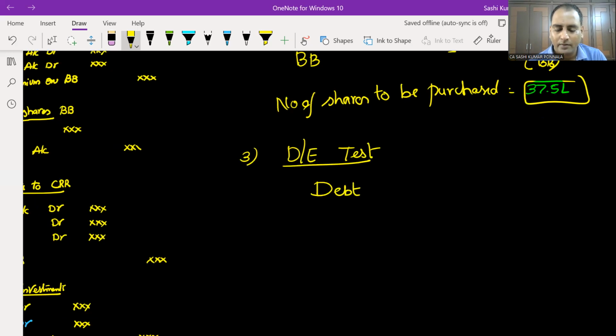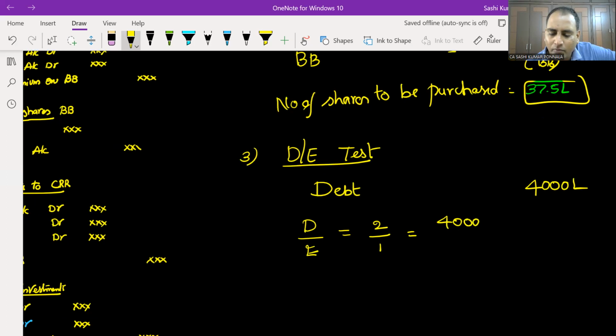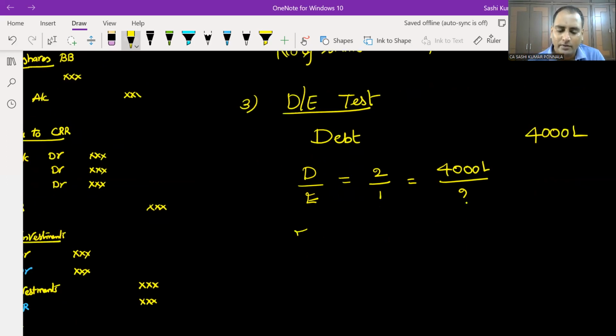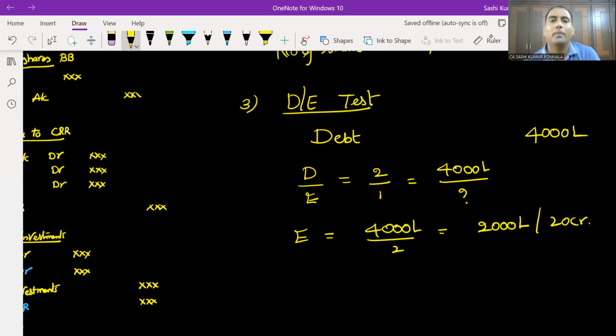And the third one, debt equity ratio test. Debt is 4,000 lakhs or 40 crores in the balance sheet. The Companies Act says you should maintain a debt equity ratio of 2:1. So you know the value of debt, 4,000 lakhs. You have to maintain equity of X amount. Equity is equal to 4,000 lakhs divided by 2, equal to 2,000 lakhs or 20 crores.